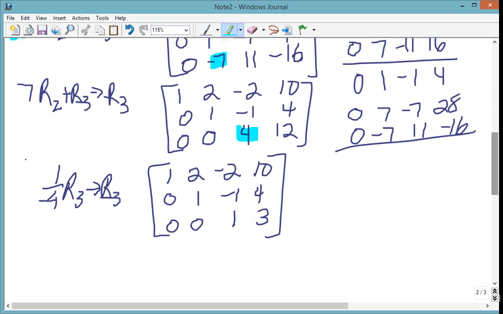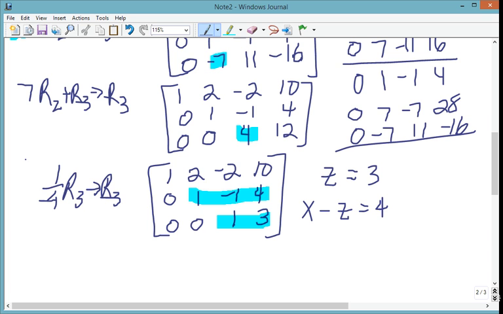This right here says that z is equal to 3. Okay, so that's the first thing I know. I've already got my z. This right here says that y minus z is equal to 4. And I know z is 3, so y minus 3 is equal to 4. And I can add the 3, and I see that y is equal to 7. Okay, so I've got 2 of them.